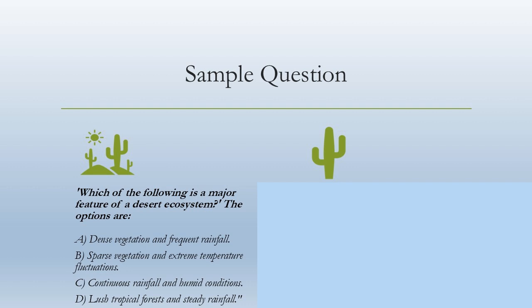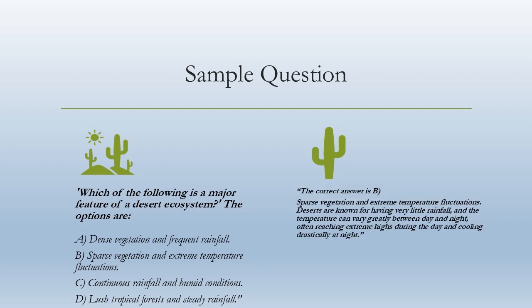The correct answer is B. Sparse vegetation and extreme temperature fluctuations. Deserts are known for having very little rainfall, and the temperature can vary greatly between day and night, often reaching extreme highs during the day and cooling drastically at night.